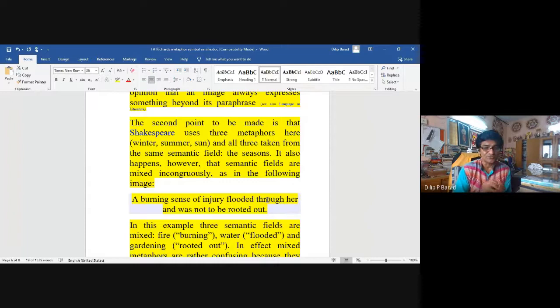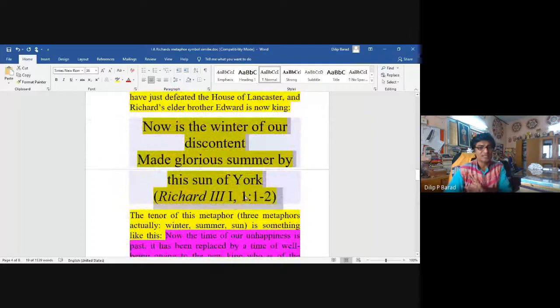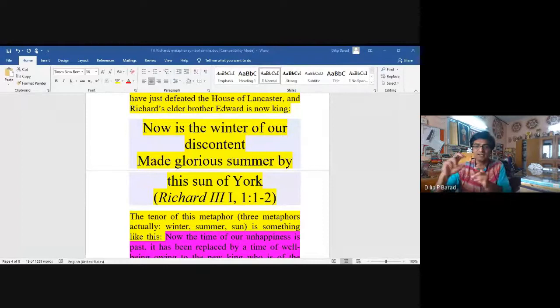And before we go into the second example, are you able to see how these lines can be analyzed, how these metaphors are seen, how they are connected, their semantic fields are seen, and what they stand for? So winter stands for unhappiness, summer stands for happiness, and sun is connected with the king, or son with the son of the royal family. That metaphorical reading is necessary.